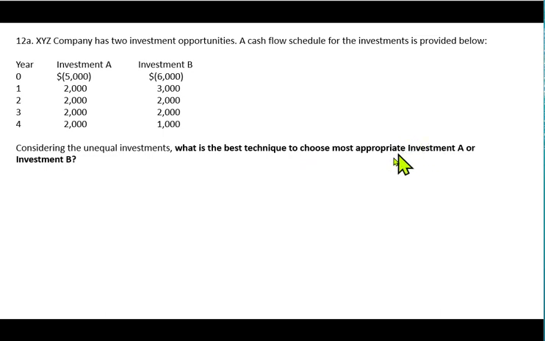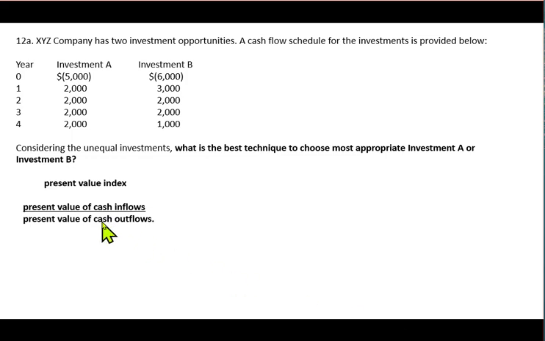Well, the technique that you should use when you have 2 different kinds of investments here and you're comparing apples to oranges is something called the present value index. And that's the answer right there, that you should use the present value index. The present value index takes the present value of the cash inflows and divides it by the present value of the cash outflows and gets a number. And the higher the number is the one you should pick. So the higher index number indicates the better alternative and higher rates of return.